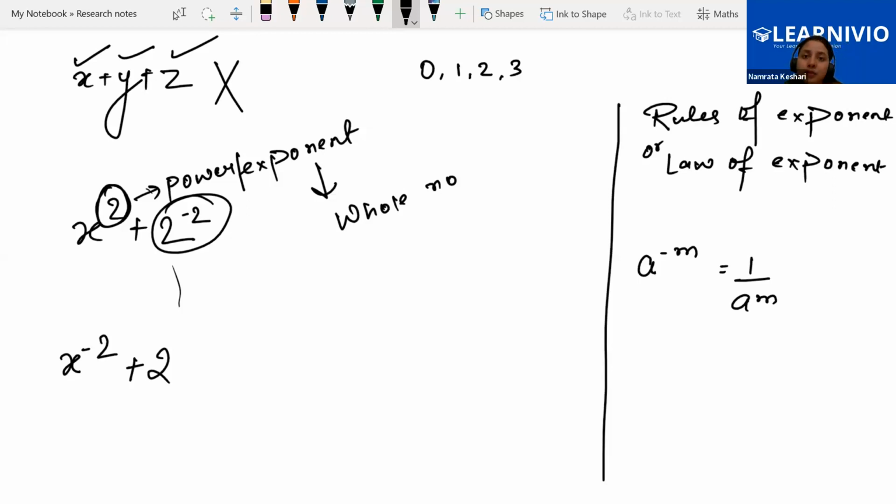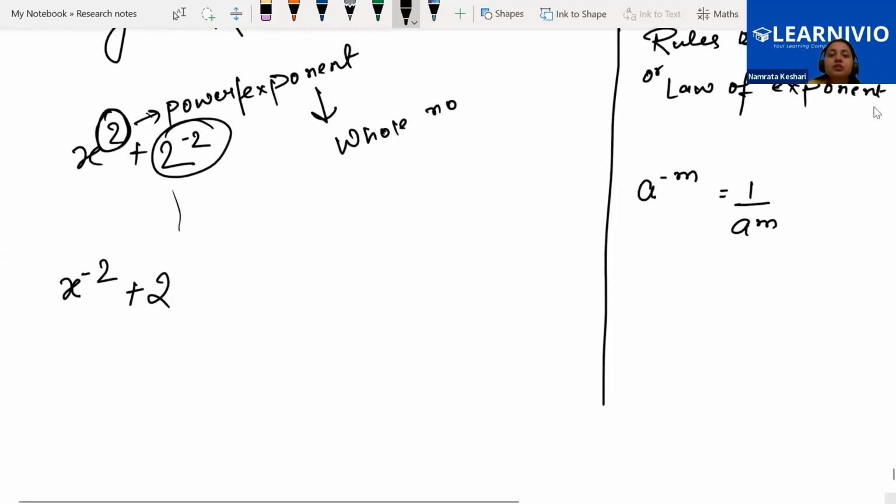What exactly this formula is trying to say is that whenever any number or any variable has a power, be it a negative power or positive power, if you change the place, if you make it move from numerator to denominator, or from denominator to numerator, nothing will change except the sign of the exponent, which will get reversed. Let me show you with the help of an example. Suppose I have here a to the power minus m.